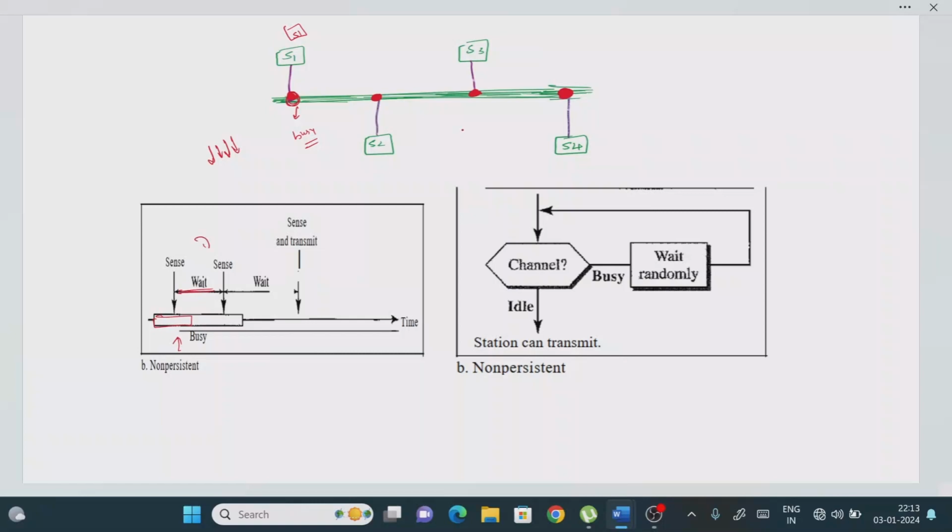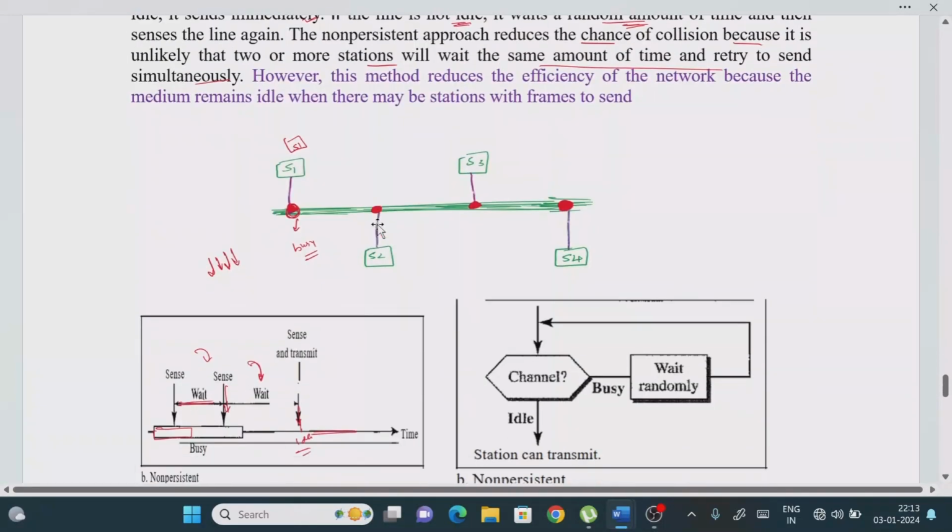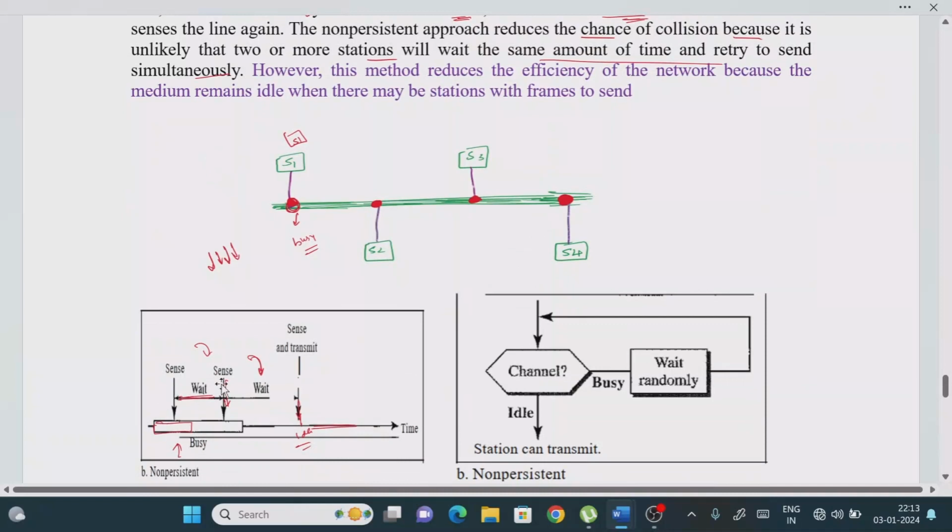So after some time period, again we are checking the channel, right? If the channel is busy, again we are waiting for some more time period. If the channel is idle or free, we are sending the information. Now see that, unlike the one persistent method, which is continuously checking the channel, once it is idle, then it is sending the information.